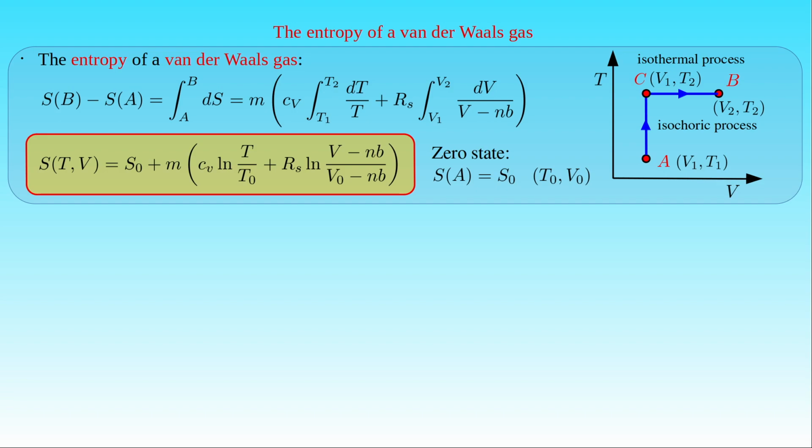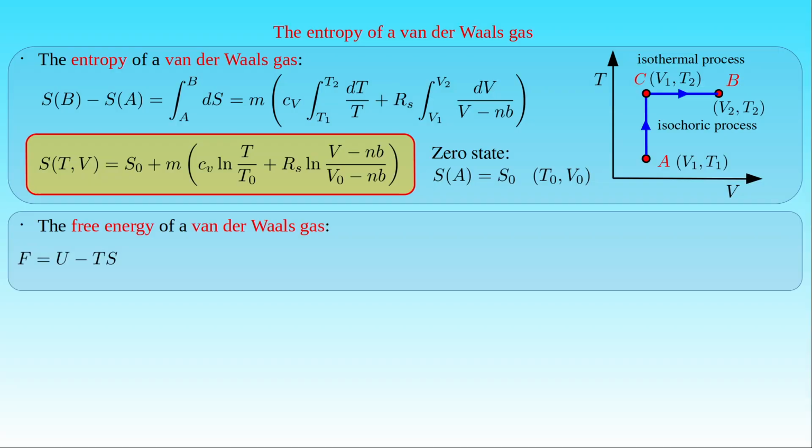If we compare this expression with the one derived for an ideal gas, then we see that they differ in the correction terms N times B applied to the volume of the gas and the reference volume. We can also determine the free energy F of a van der Waals gas defined by its internal energy U minus the product of its temperature T and its entropy S.